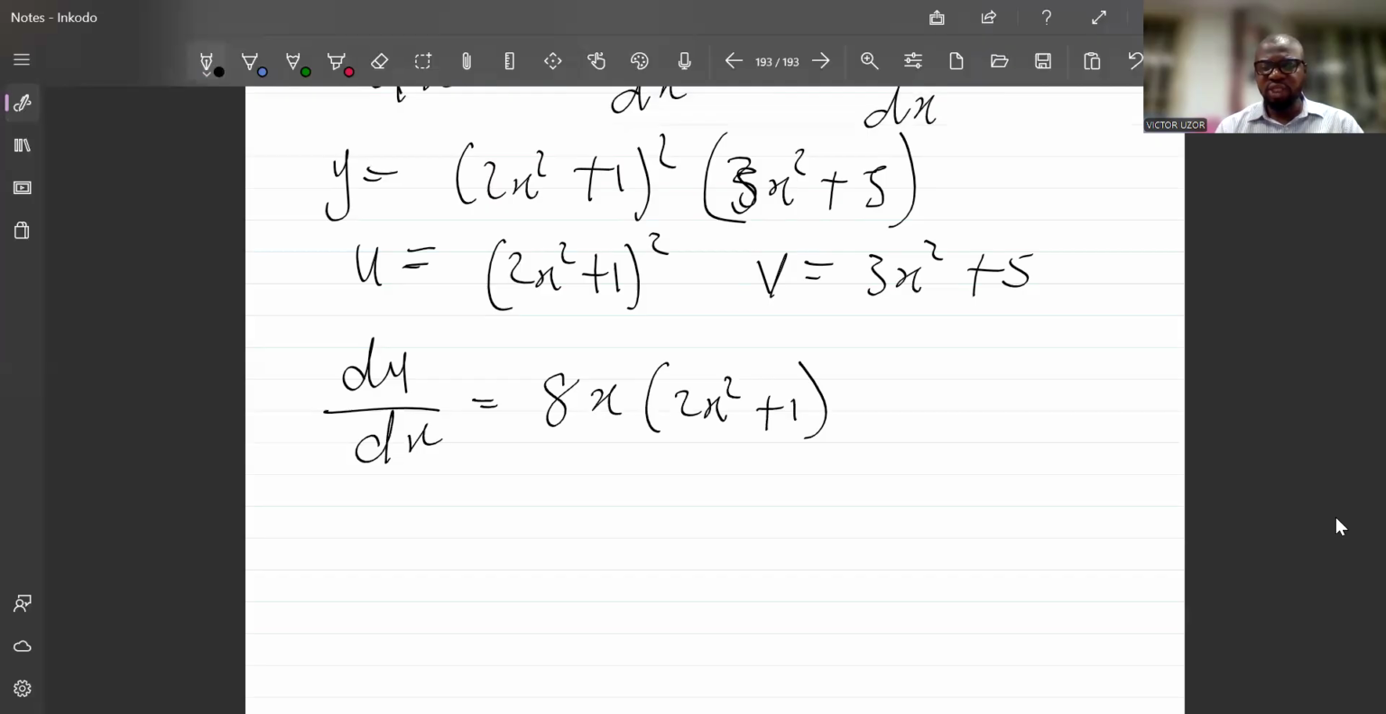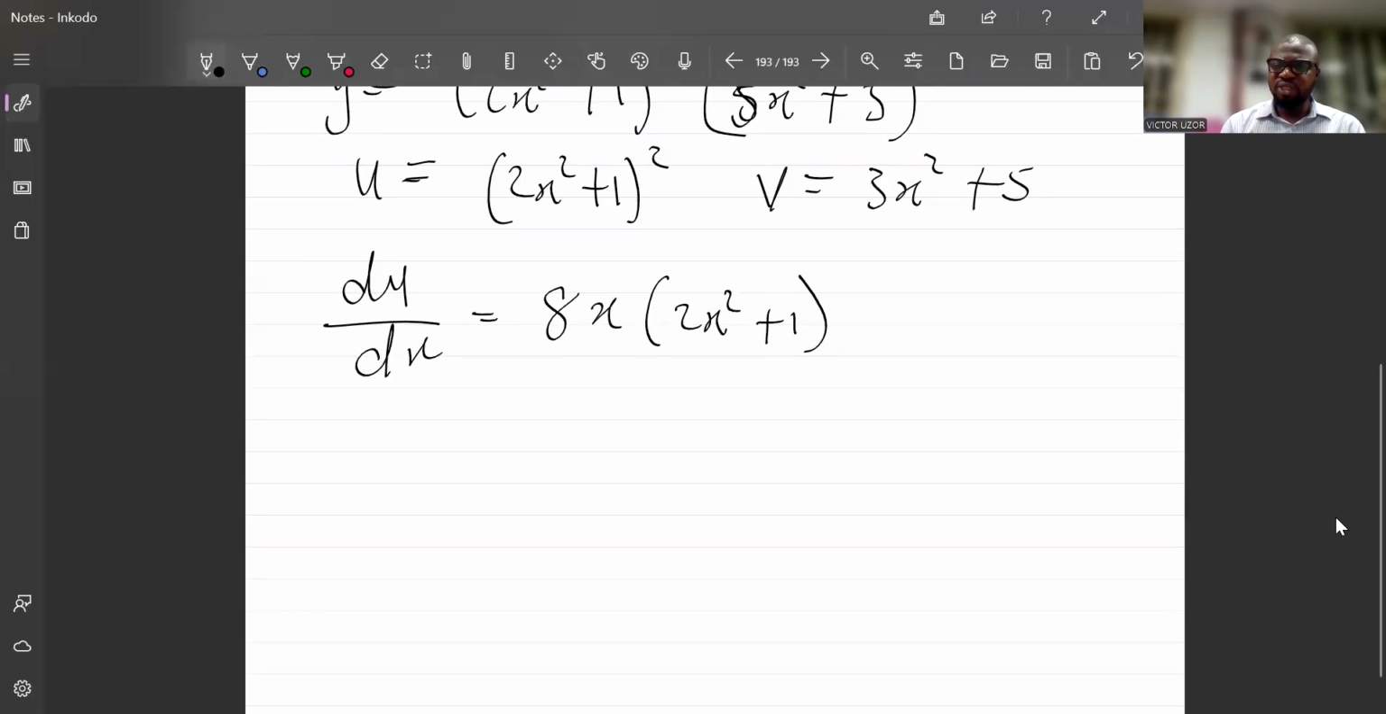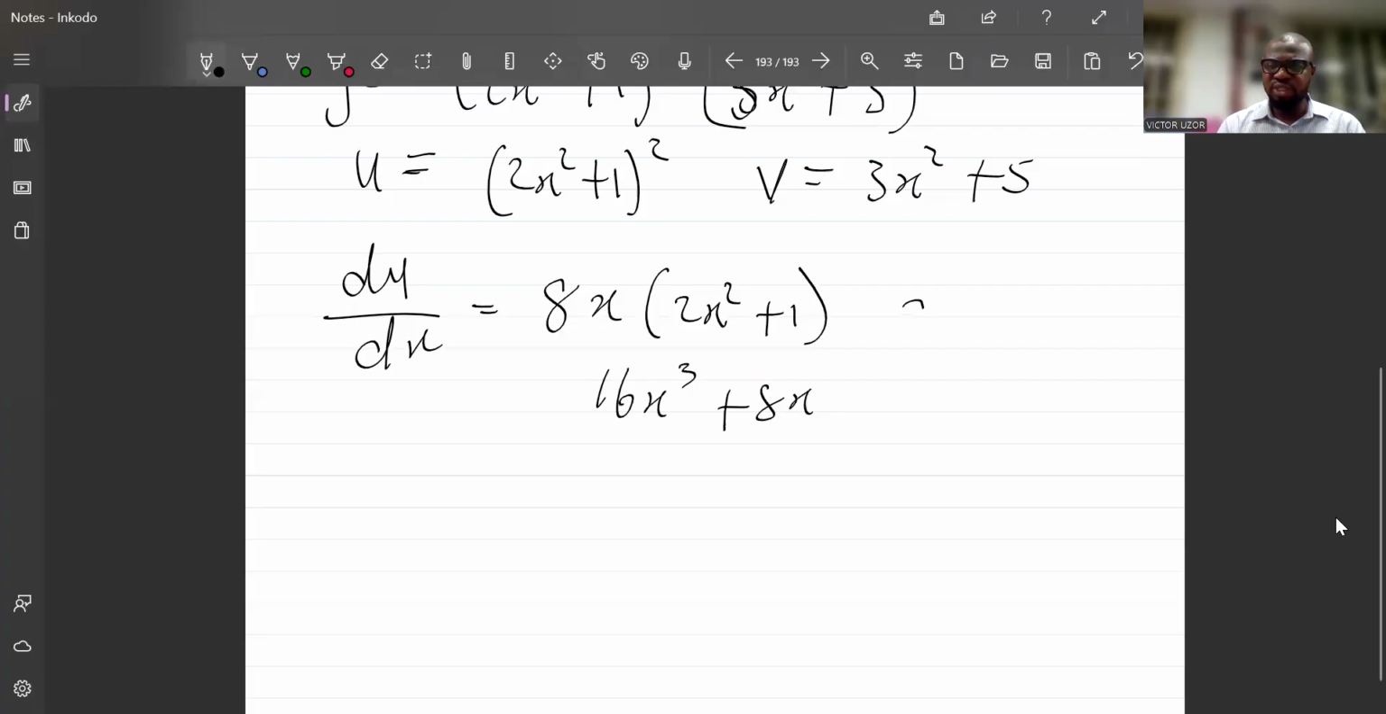When I differentiate, I can expand it more, which will give me 16x cubed plus 8x. So when I differentiate v, dv over dx, it's just 6x.